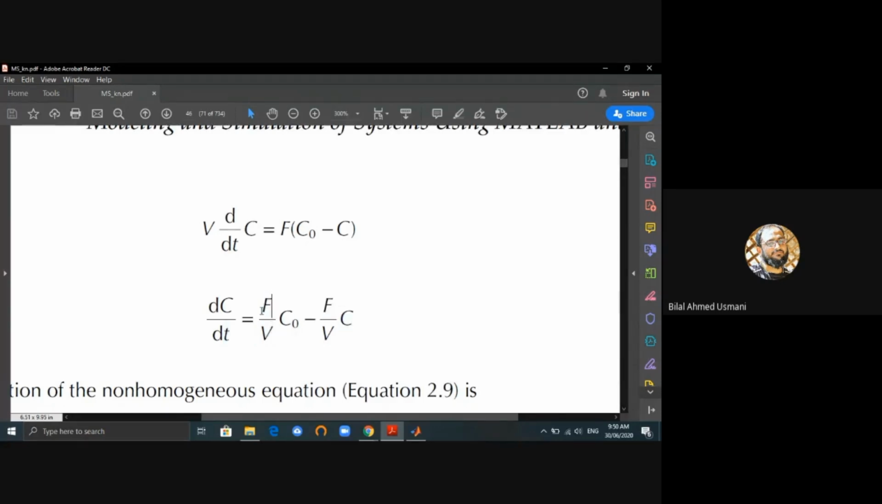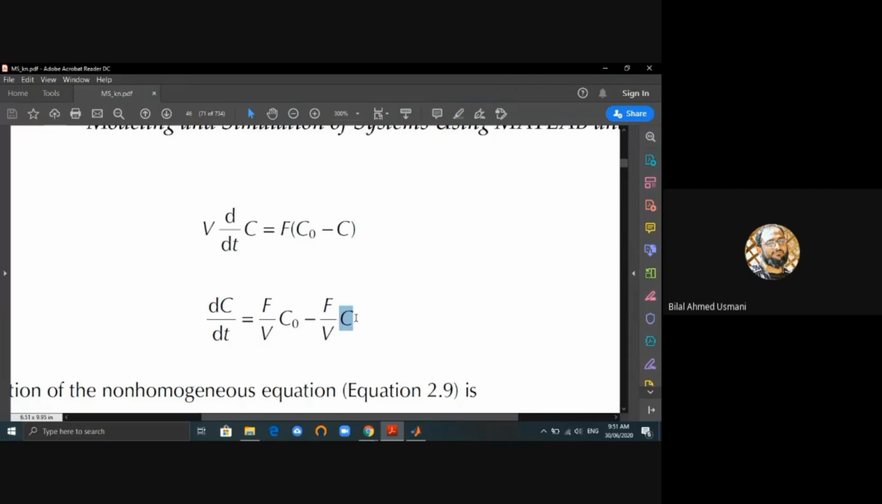If something is a constant, I don't bat an eye on that while solving a differential equation. So this is C naught. This is actually the initial concentration, which is also constant in most of the cases. So the only thing which is actually variable in this equation is the C, concentration at any time t. And this C is the dependent variable. The concentration is the dependent variable.